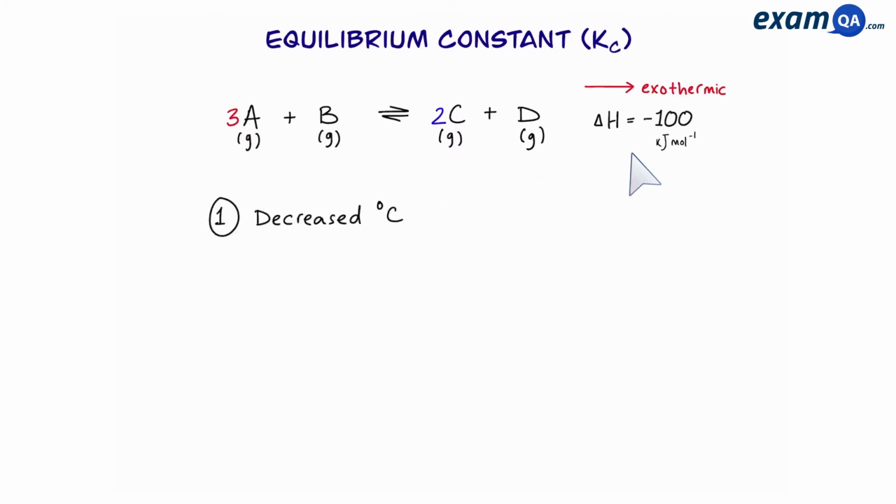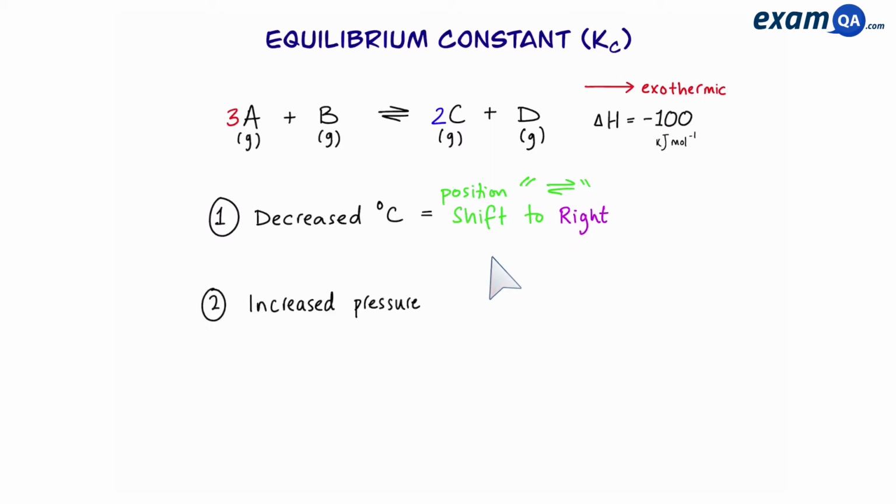Now, what would happen to the position of the equilibrium if I decrease the temperature? We know, according to Le Chatelier's principle, it would shift towards the right. As a result, I'll have more products than reactants. How about instead of changing the temperature, we increase the pressure? Again, this would push the equilibrium towards the right because there are more moles of gas on the left, less moles of gas on the right, and as a result, it moves to the side with fewer moles of gas.